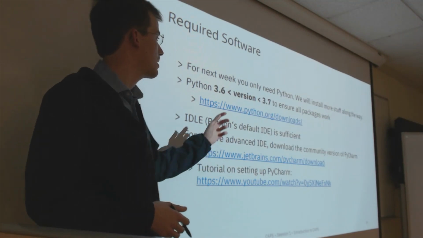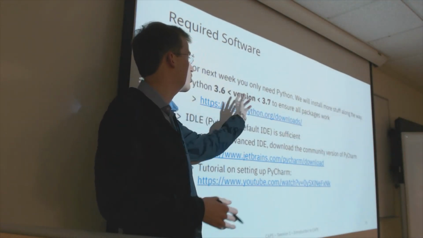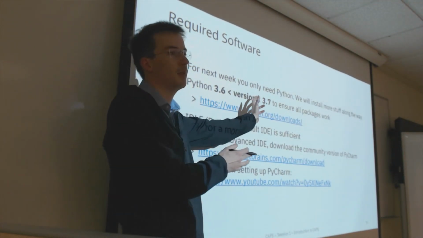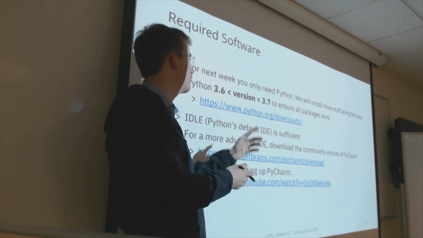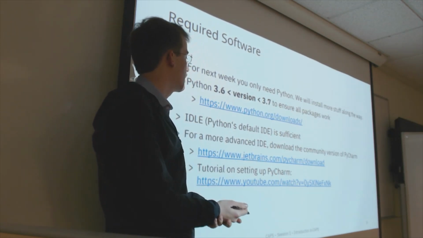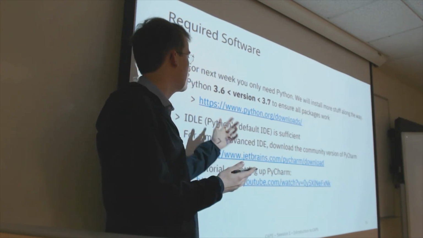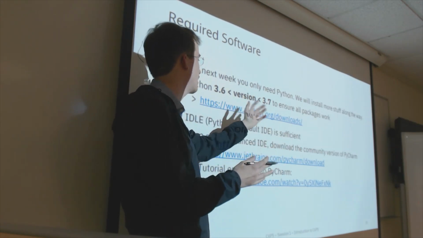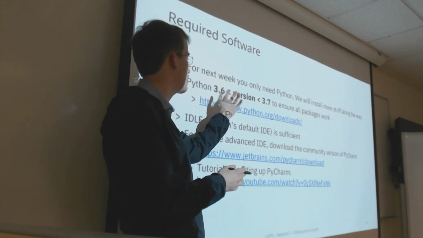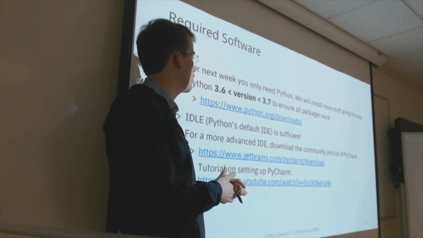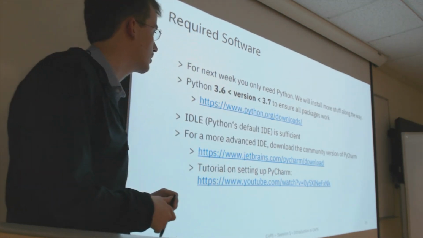I'm not so sure if it's an issue. Some of the packages that we use aren't compatible with the newest version because it has some fixes in there which lead the packages to break. So 3.7 may be fine, but I just want you to be on the safe side, so download anything between 3.6 and 3.7. So that would be 3.6.6.